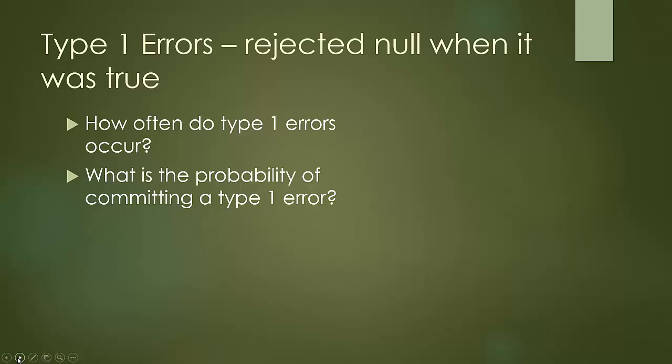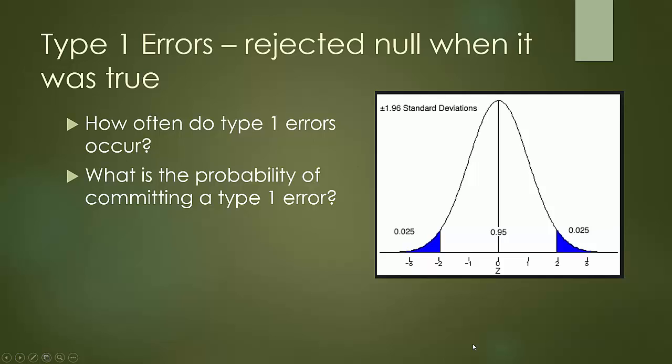So let's take a look at what happens when we reject the null hypothesis. If we're looking at a normal distribution right here, and we want to test with a 95% confidence level, this is a two-tailed test, so we see that alpha at 5% or 0.05 is split between the two tails. So each of them are 2.5% or 0.025.